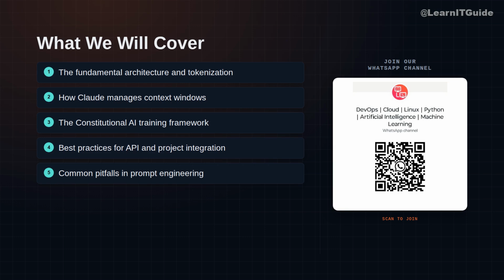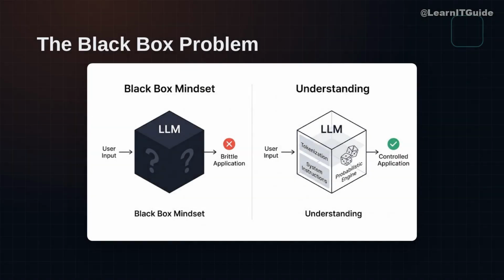Let us get started. The biggest problem with modern AI adoption is the black box mindset. If you do not understand how a model processes your data, you cannot debug it when it fails. For example, if you are building an automated customer support bot and it starts giving wrong information, you have no way to trace the error if you do not understand the underlying system instructions. This leads to brittle applications that break as soon as your input data changes slightly.